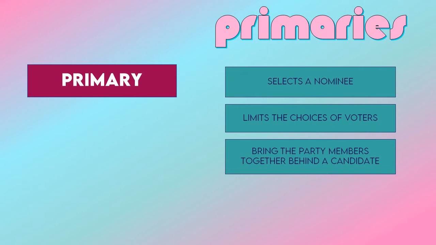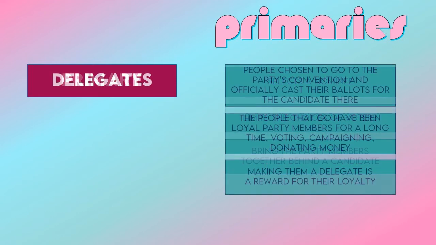Same thing here. It brings all the party's members together behind one candidate. Okay, so all the people that associate themselves with Democrats are likely to support the Democratic nominee, even if it wasn't their personal choice as the best Democrat. So this helps to bring the party members together. It helps to limit the choices that voters have to make, and it selects a nominee.